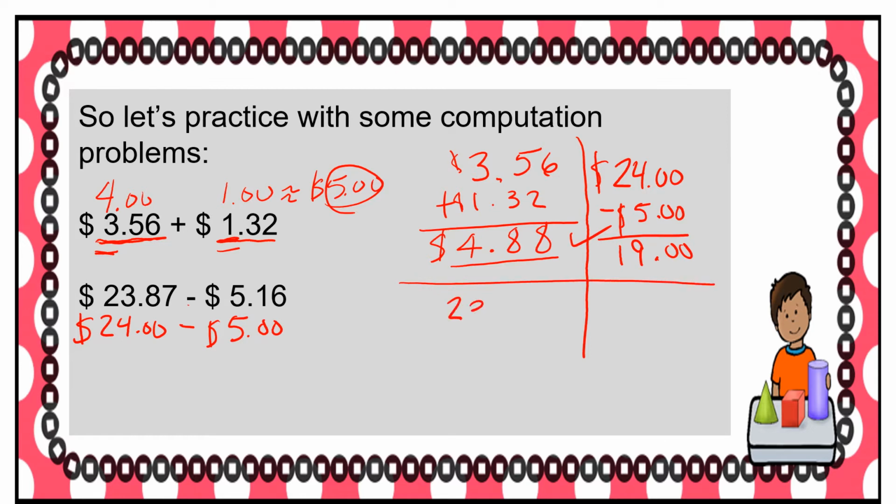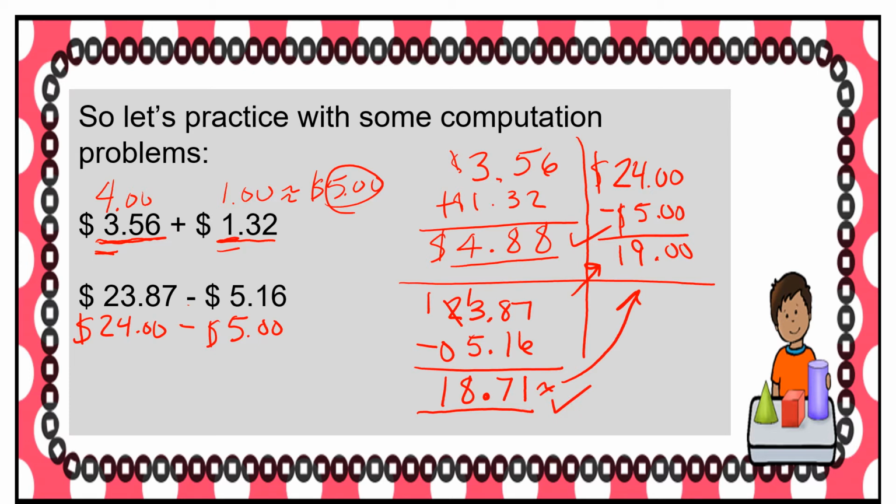So $23.87 minus $5.16. Notice I lined up my decimals. 7 take away 6 is 1. 8 take away 1 is 7. 23 take away 5. So I could do the same way I did up here, but I'll go through the steps. I can't say 3 minus 5, I trade. So 13 minus 5 is 8. And 1 take away 0 is 1. So $18.71 is about $19. So that is a correct answer.